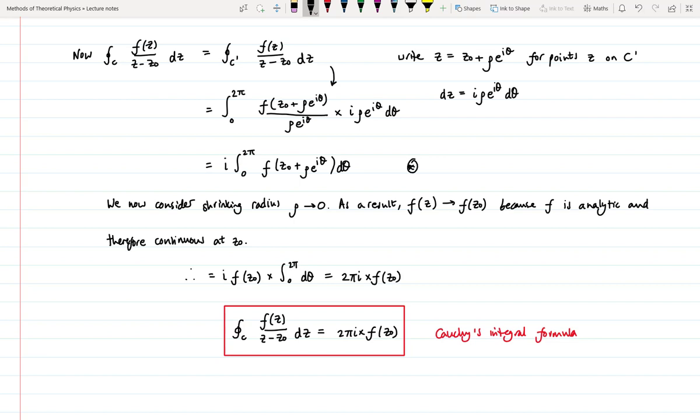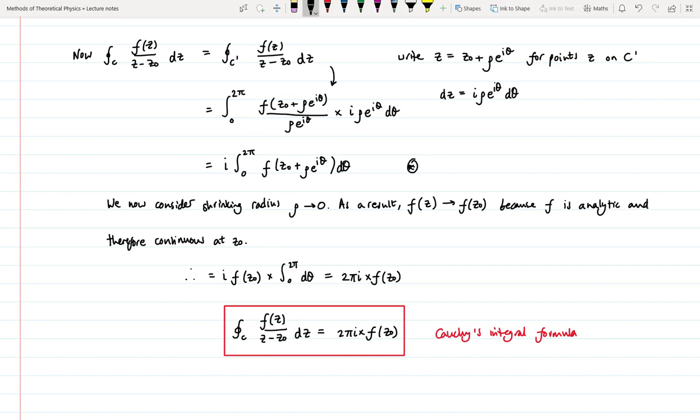This is another remarkable result. On the left-hand side, we have an integral of our function f divided by z minus z naught, evaluated along some contour C. And the right-hand side is the value of the function f at some internal point, z naught. What this means is that the value of an analytic function is given at some arbitrary interior point, z naught, once the values of the function along the boundary C are specified.